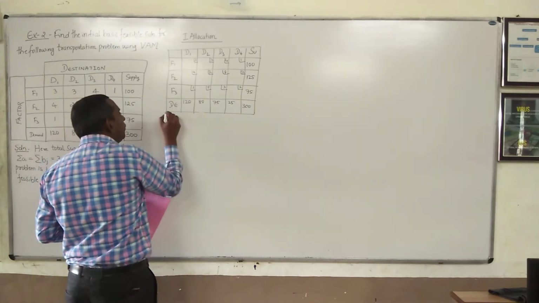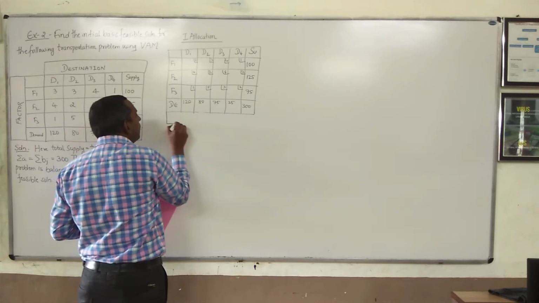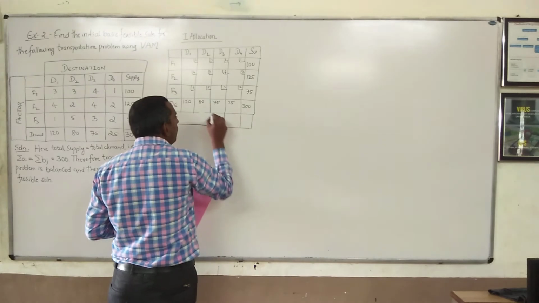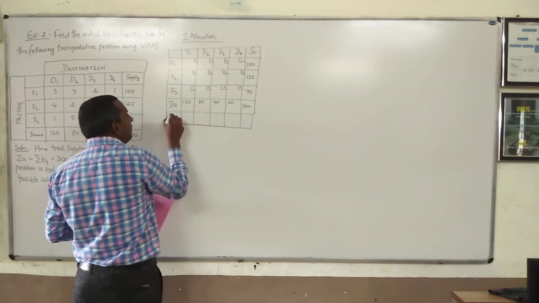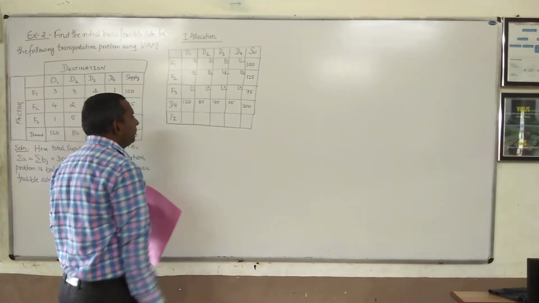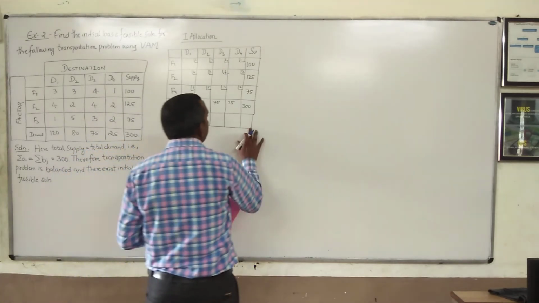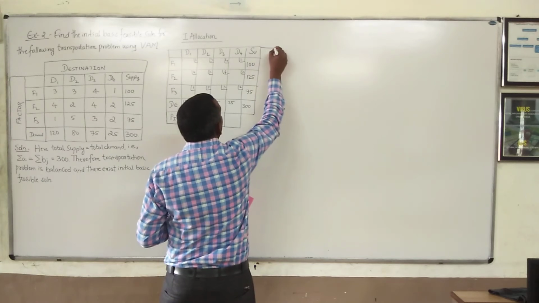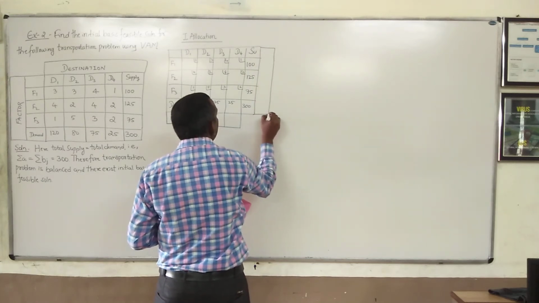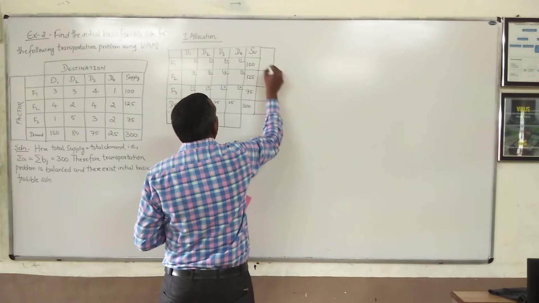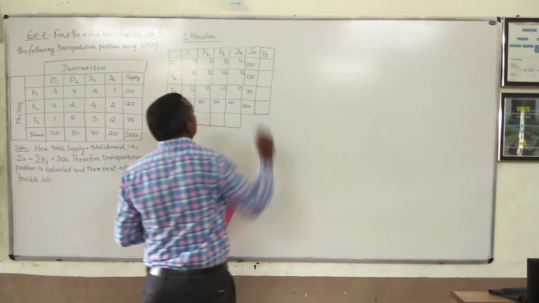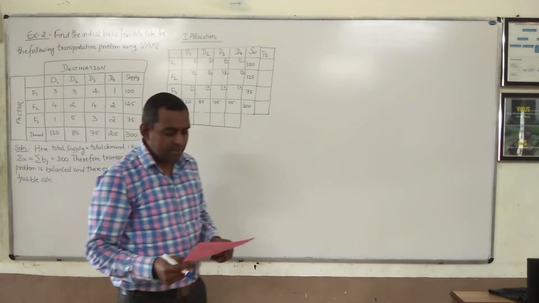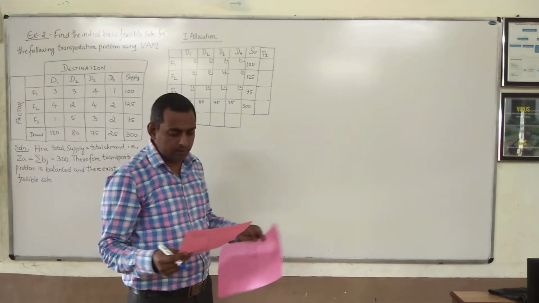Fine. So I have to draw one more row and column here. I say penalty 1. Here also I will draw one more column and I will say P1. So this is how you should prepare your table.